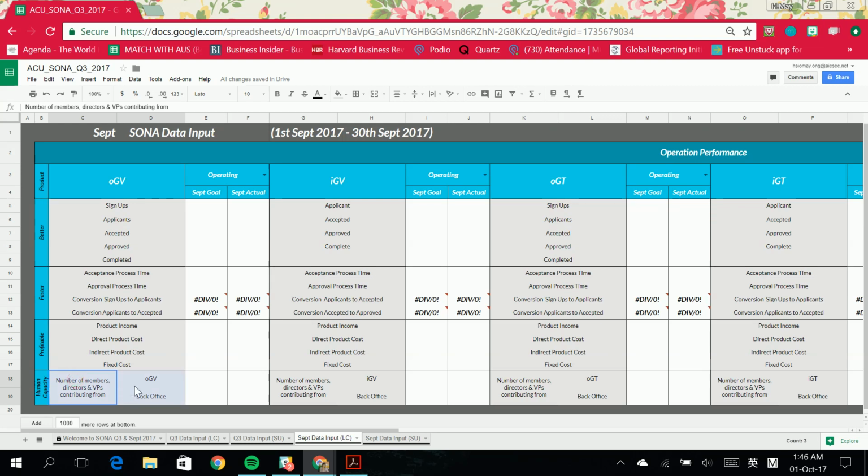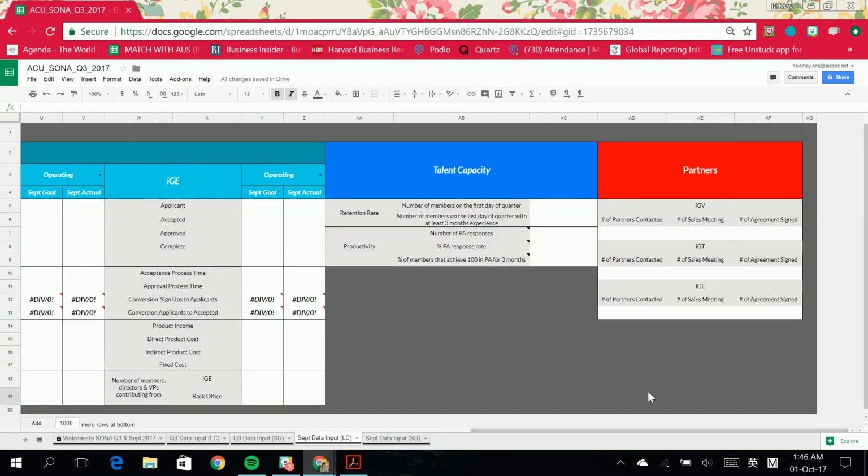Make sure to fill in your number of members, VP contributing for product and back office, cross-check with your VP product, and then fill in the retention rate and productivity. So the difference right now is that your number of responses only has PF for September, so we only focus on September, and the response rate is also focused on September as well. Oh, there's a big correction for September.